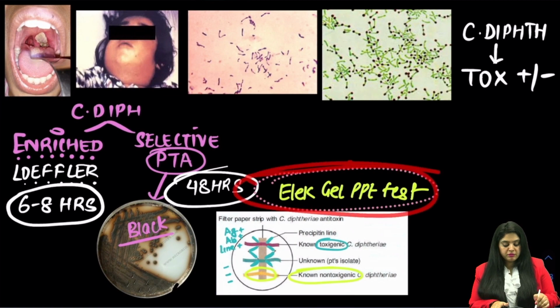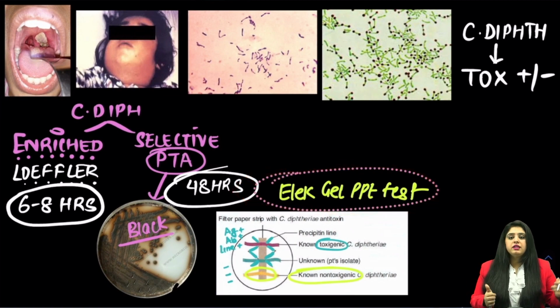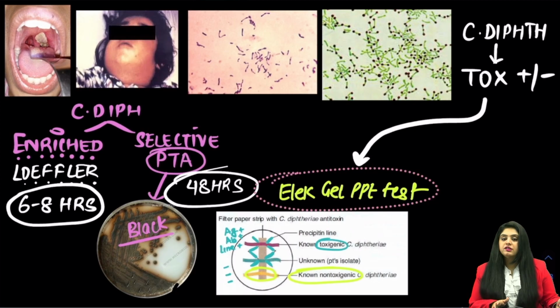So in the Elek gel precipitation test, simple: if there's a line, there's toxin; if there's no line, there's no toxin. Line is there, toxin is there; line is not there, toxin is not there. No rocket science, only the name that you have to know. The toxin is tested by the Elek gel precipitation test.